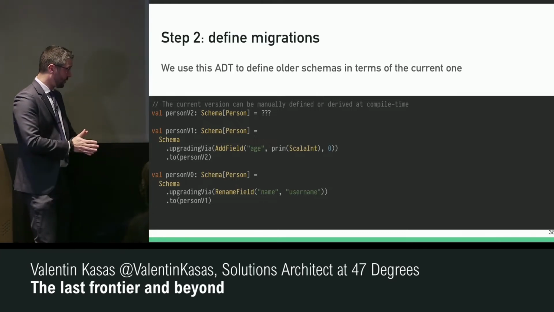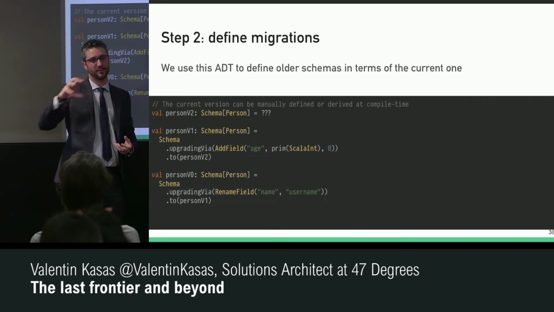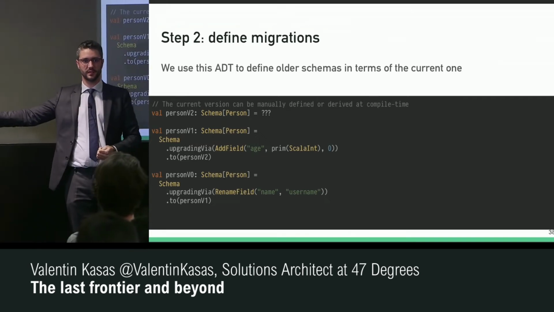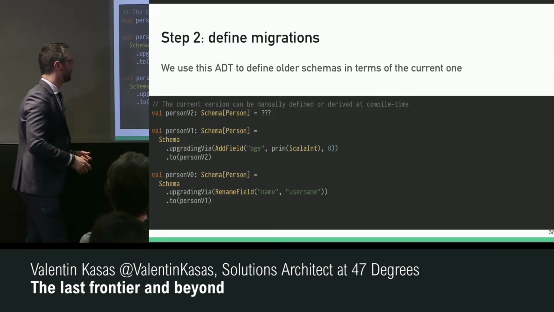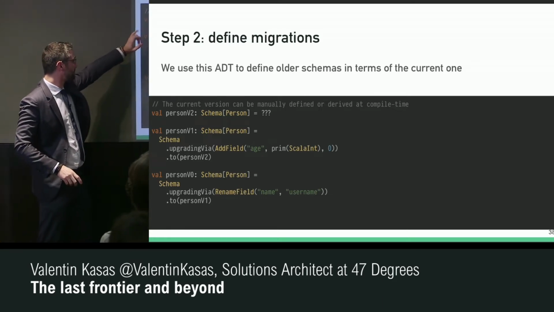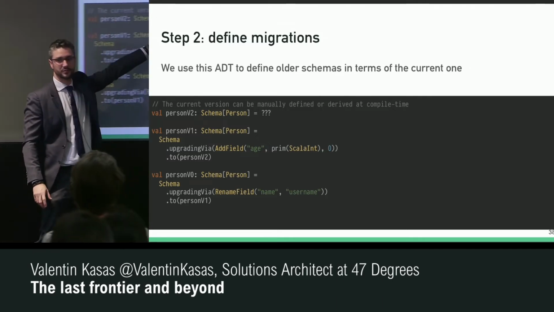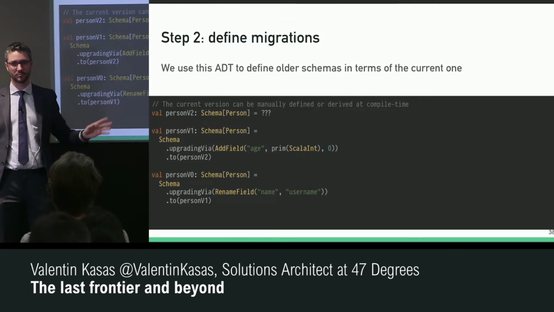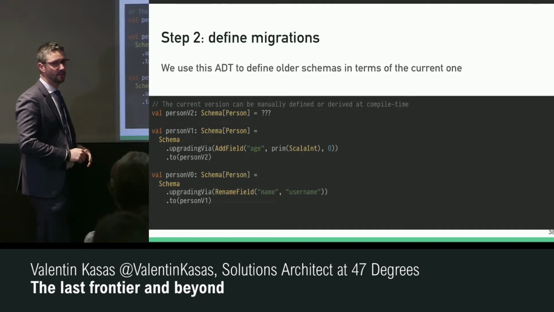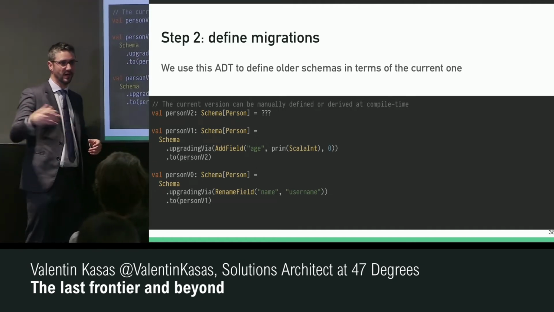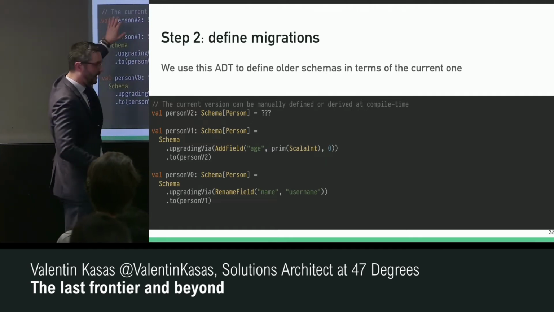Then, what you need to do is to define a representation of the old messages in terms of the current one. So, for example, you'd say, the current version is version 2. I define the schema for version 2 like I would do for any schema, so I can write that by hand. Maybe later we'll be able to derive that at compile time. That's okay. But so I have my current version.